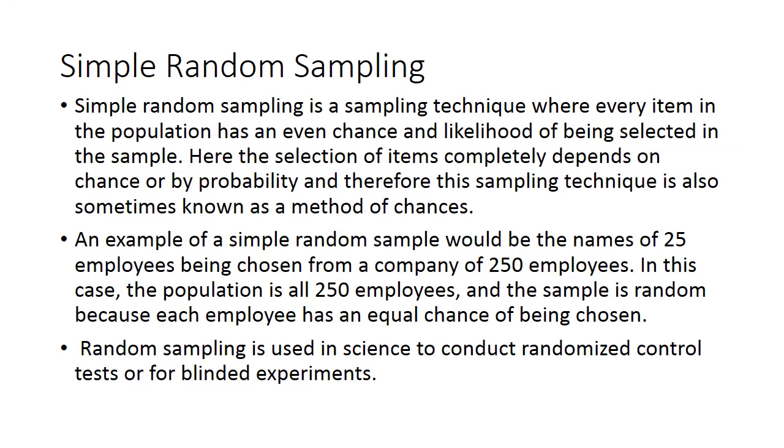So if we see the example, point number 2, which says a simple random sample would be the names of 25 employees being chosen from a company of 250 employees. In this case, the population is all the 250 employees, and the sample is random because each employee has an equal chance of being selected. Random sampling is used in science to conduct randomized control tests or blinded experiments.